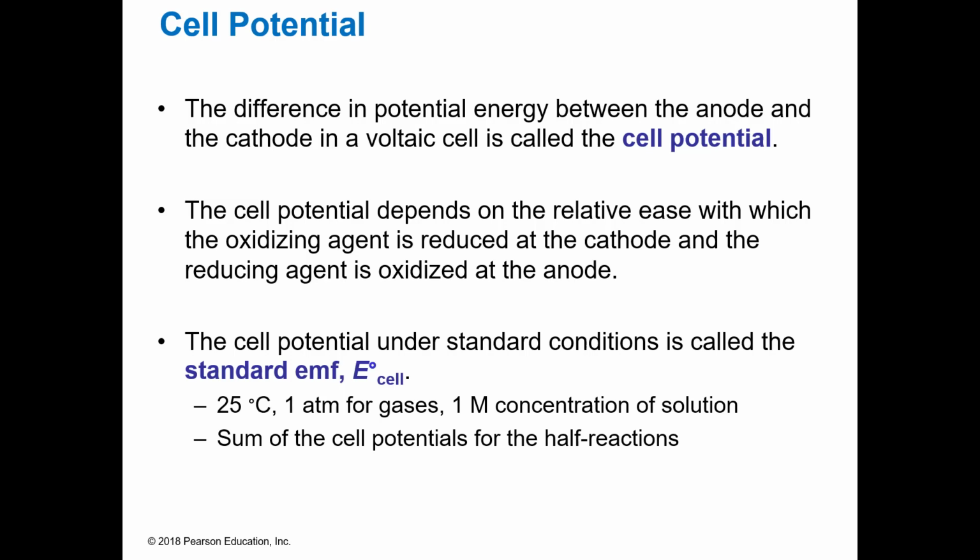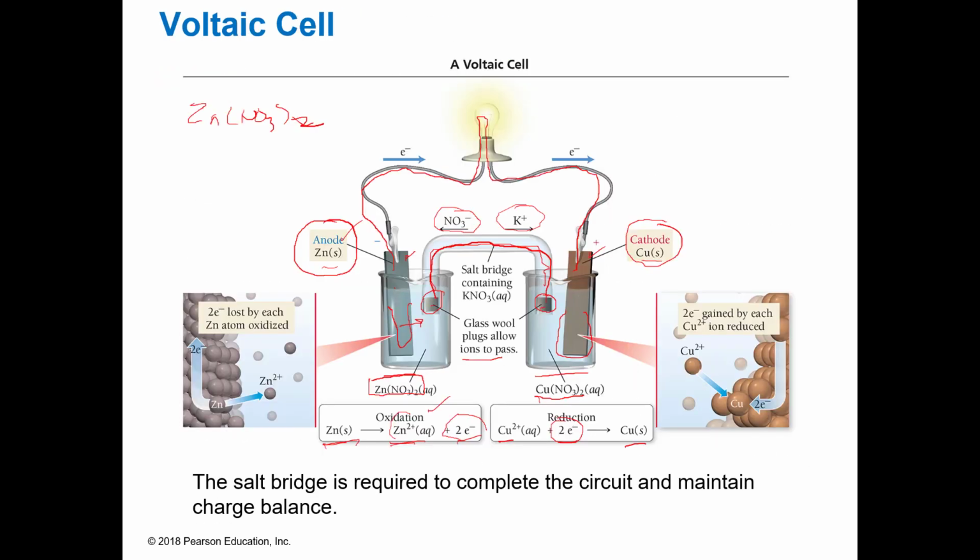So if we go back to this cell, the zinc is being oxidized. So the zinc, and this is the oxidation half reaction, but zinc is called a reducing agent. Why? Because the electrons that the zinc releases are being used in the other half reaction to reduce the copper 2 positive ion. So the zinc is the reducing agent. The copper 2 positive ion is called the oxidizing agent. Whatever is being reduced is called the oxidizing agent.